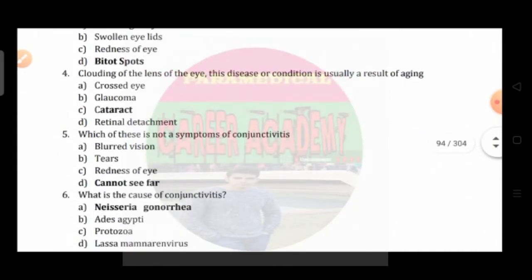Question number 4: Clouding of the lens of the eye. This disease or condition is usually a result of aging. Option A is crossed eye. Option B, glaucoma. Option C, cataract. Option D, retinal detachment. So the correct answer is option C.